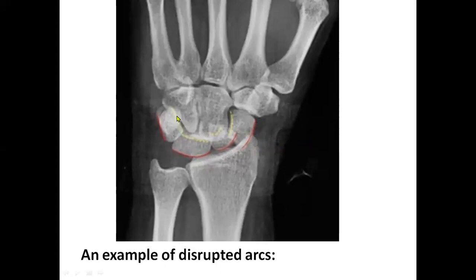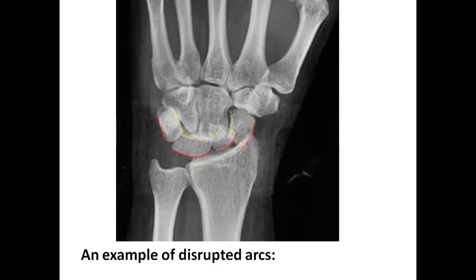And if we draw another yellow line, look here, this is again disrupted and not meeting with the other. It means again there is something wrong here. Either there may be some tearing of the intercarpal ligaments, there may be something wrong with the triangular fibrocartilage complex, or there may be some fracture or dislocation, subluxation of these small bones.